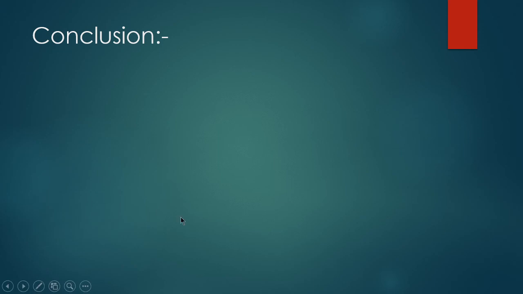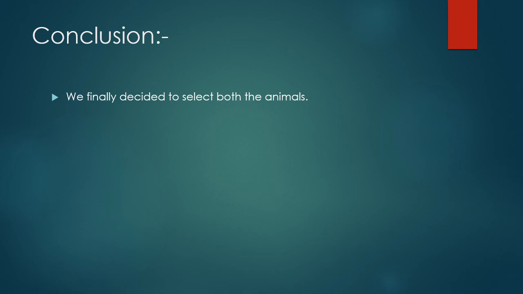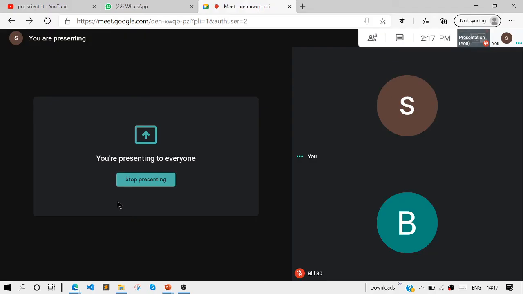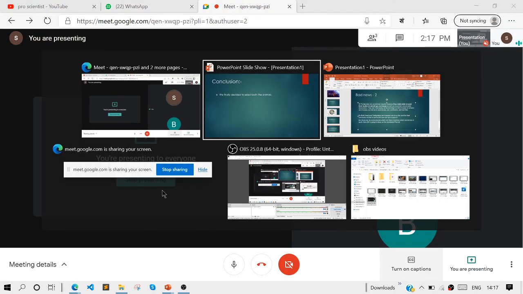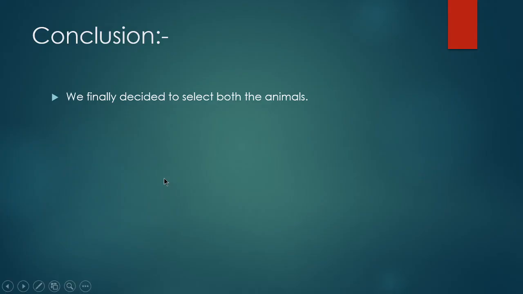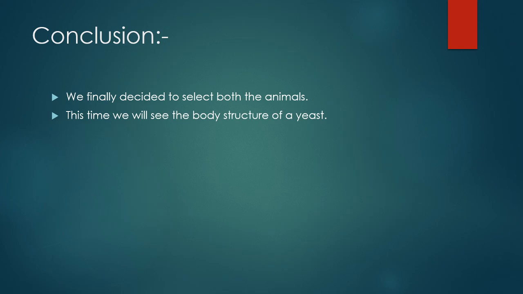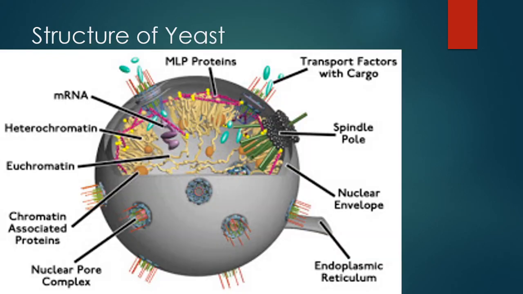So right now, we finally decided to select both the animals, and this time we will see the body structure of a yeast. See, this is the body structure of a yeast. Let me just select the laser pointer.